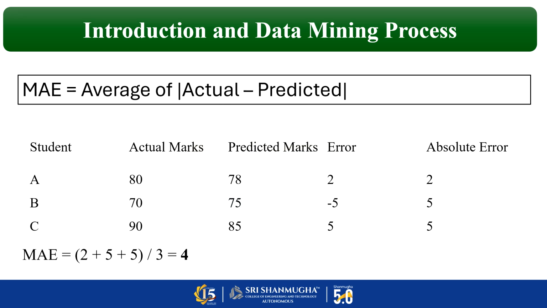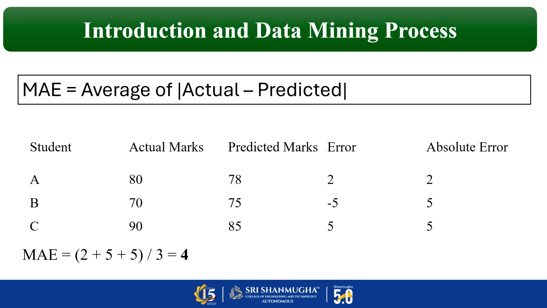So, the error value of A is 80 minus 78, that is 2, the error value of B is minus 5 and the error value of C is 5. But when you consider the absolute value, what do we do? We will remove the negative symbol, that is the minus. So the absolute error values are 2, 5, 5.